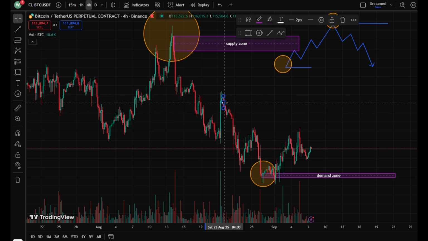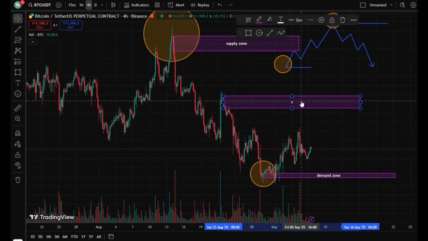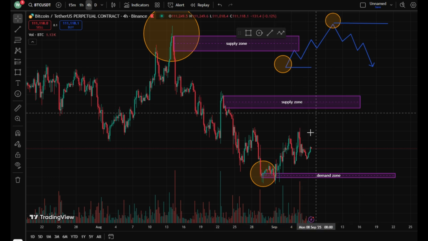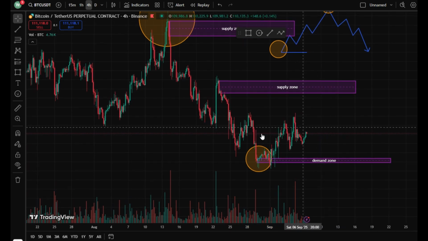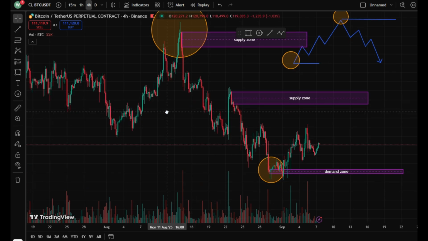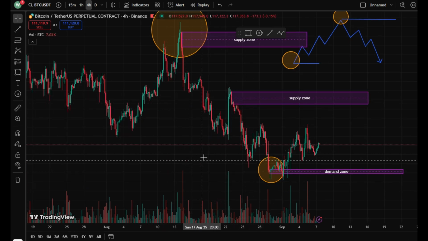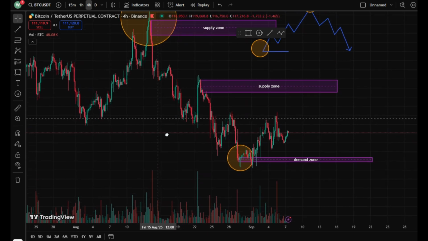Here at this point you can see there's also another supply zone. Let's label it down. The areas like this you can neglect, as they will just give dirt to your chart. So no need to mention these small areas, just go on to the bigger ones.